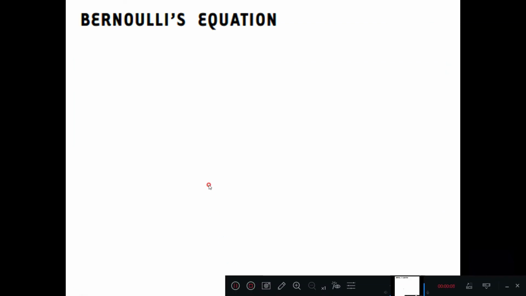In today's lecture we are going to discuss Bernoulli's equation. We have already derived Bernoulli's equation by using Euler's equation of fluid motion, but how the Bernoulli's equation can actually be obtained, we'll see in today's session.